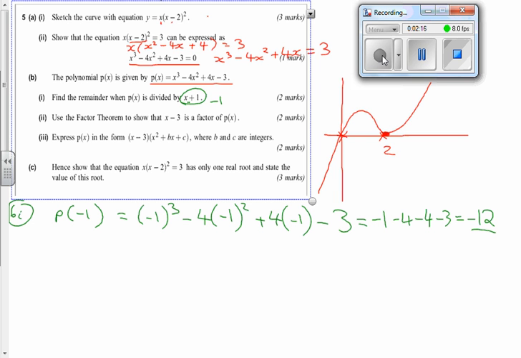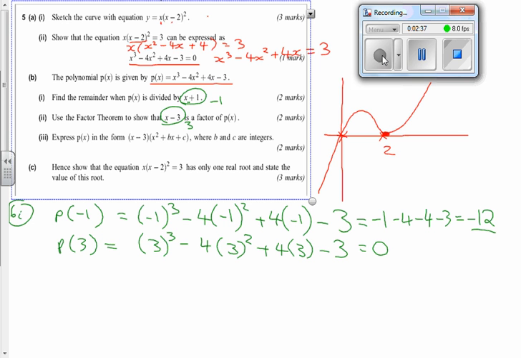Well, the next part says use the factor theorem to show that this is a factor. Same idea. This time what makes that 0 is 3. So we're finding what p of 3 is. And that gives us 3 cubed minus 4 lots of 3 squared plus 4 lots of 3 minus 3. Loads of 3's here then. And that works out to be 0. Now, because it's 0, the factor theorem says that it's a factor. So make sure you write that. Therefore, x minus 3 is a factor.